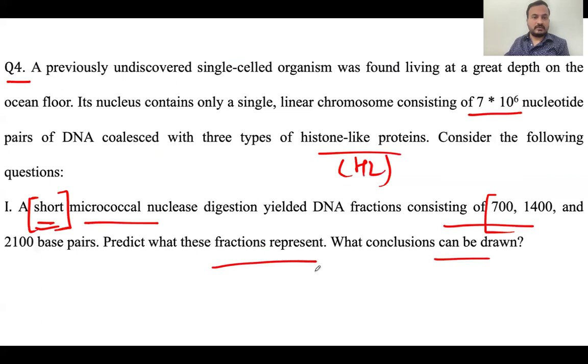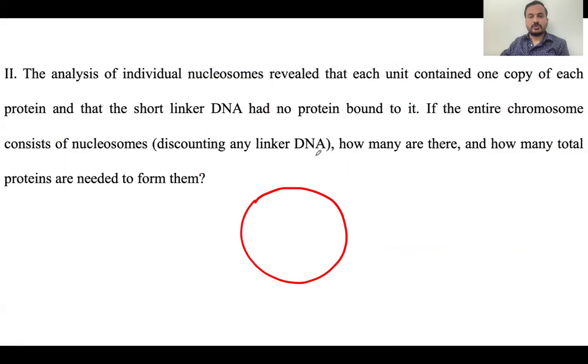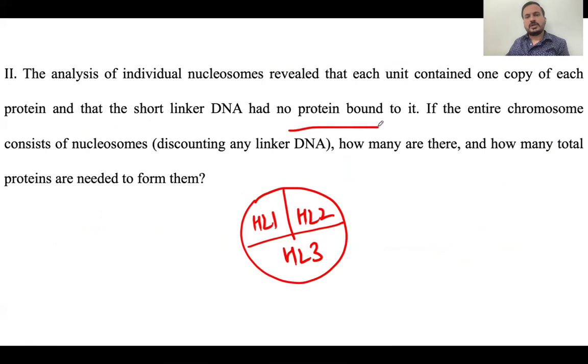And we all know in the first part of the question, it was given that DNA associates with three types of histone-like proteins. So each nucleosome consists of three types of protein, which we can call histone-like 1, histone-like 2, histone-like 3. So one copy of XL1, XL2, XL3, and the short linker DNA had no protein bound to it. Even here they have given the short linker DNA. Linker I'm talking about is the DNA which connects two nucleosomes.